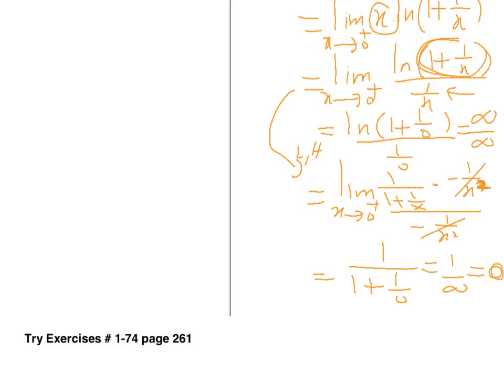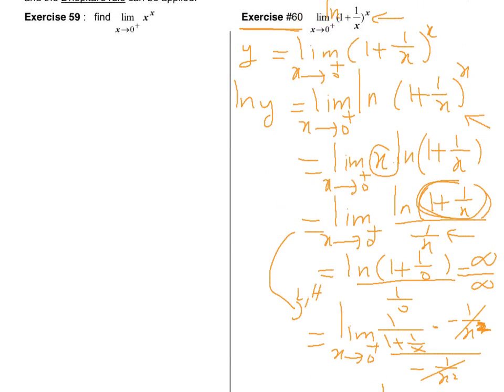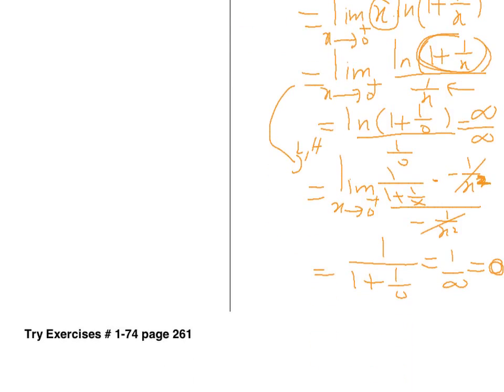Now again, 0 is ln y. This is ln y, where y is the limit of 1 plus 1 over x to the power x. Now we don't want ln y, we want y. This is the question given to us. So the final answer: the limit of 1 plus 1 over x to the power x when x approaches 0 from the right is equal to e to the power of the answer here, which is equal to 1.